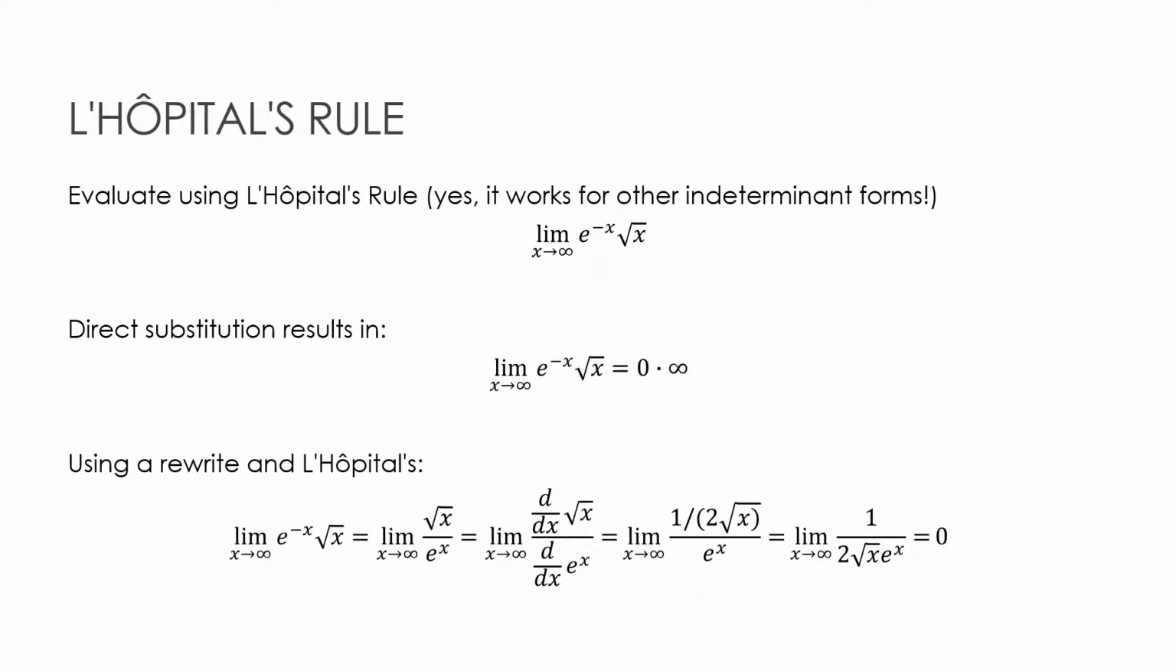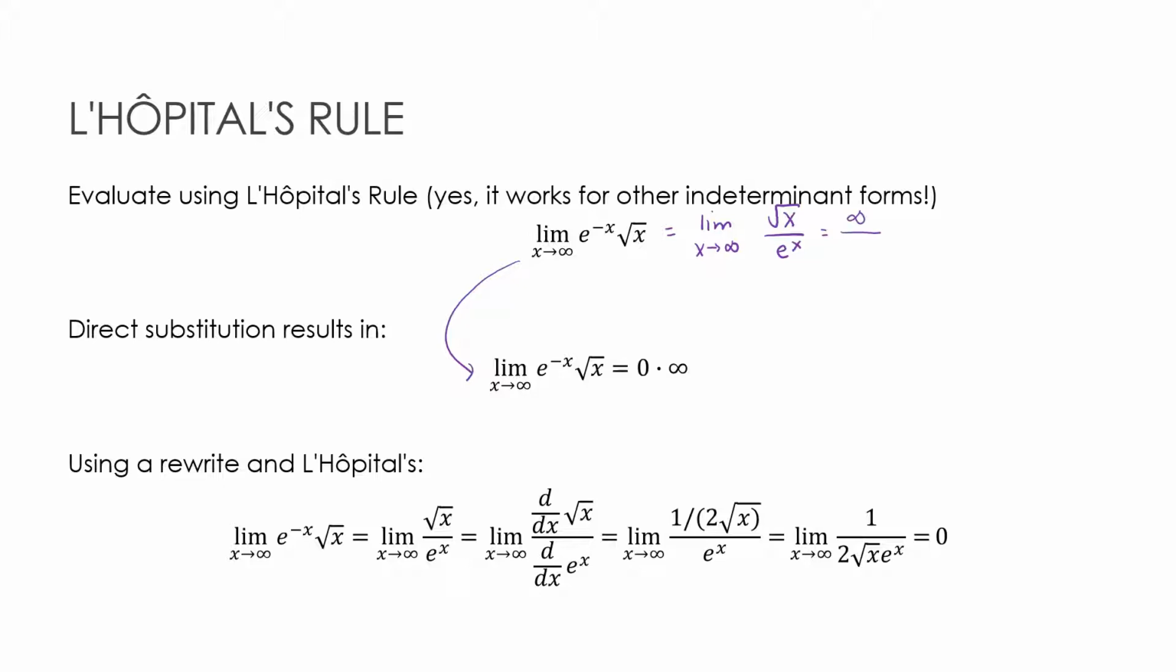So let's take a look at another indeterminate form. We have the limit as x approaches infinity of e to the negative x times the square root of x. And keep in mind that I could think of that instead as the limit as x approaches infinity of radical x over e to the x. So if you'll notice here, I plugged it in as is. But again, if I tried to plug in infinity, radical x would be the square root of an increasingly large number, which is an increasingly large number.